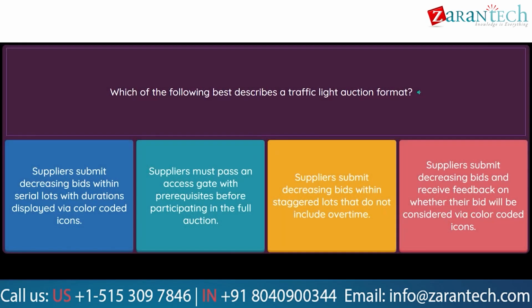Question: which of the following best describes a traffic light auction format? Option 1: suppliers submit decreasing bids within serial lots with durations displayed via color-coded icons. Option 2: suppliers must pass an access gate with prerequisites before participating in the full auction. Option 3: suppliers submit decreasing bids within staggered lots that do not include overtime. Option 4: suppliers submit decreasing bids and receive feedback on whether their bid will be considered via color-coded icons.